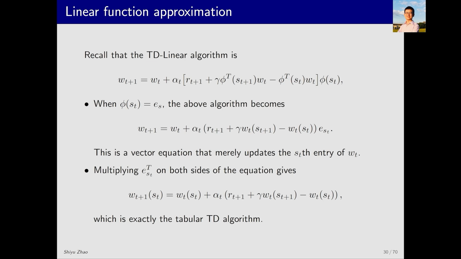We can isolate the element of w corresponding to s_t, and its update rule becomes w_{t+1} equals w_t plus alpha multiplied by this term. This is exactly the same as the tabular TD algorithm we introduced in the past. The only difference is that in the previous algorithm we used v, whereas now we use w. If we replace w with v, we get the same algorithm as before.